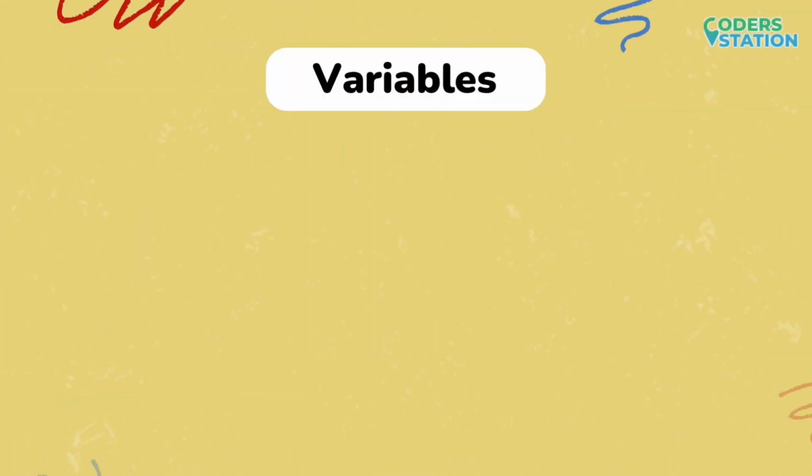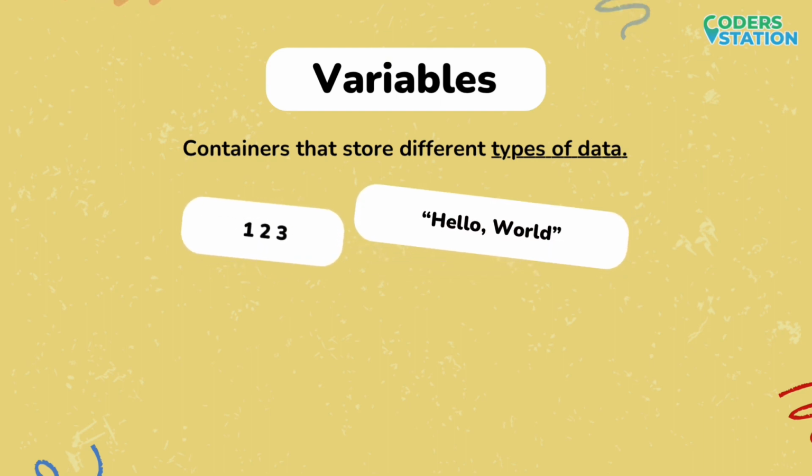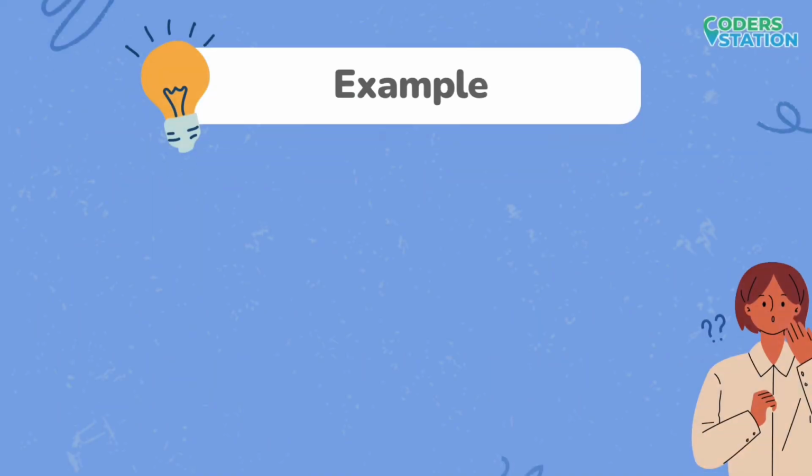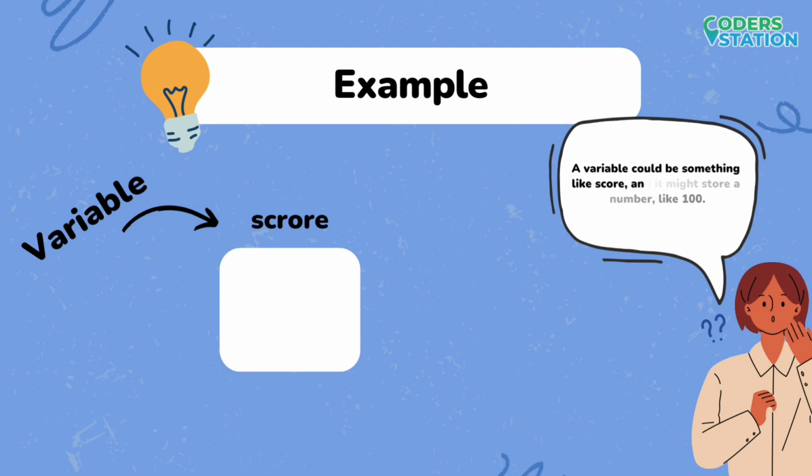In JavaScript, variables are like containers that store different types of data. Think of them as boxes that can hold numbers, text and more. Now, Sarah, can you give me an example of a variable and what it might store? A variable could be something like score and it might store a number like 100. Excellent, that's a perfect example.